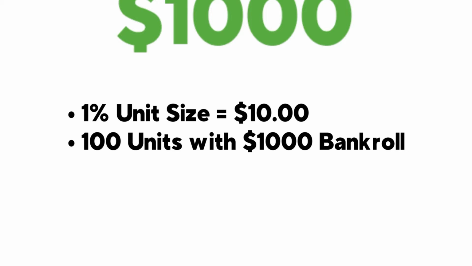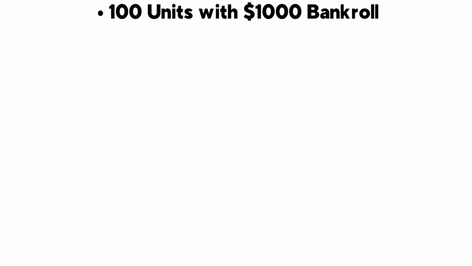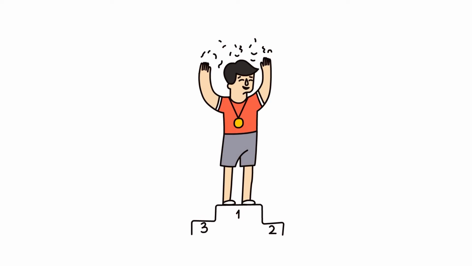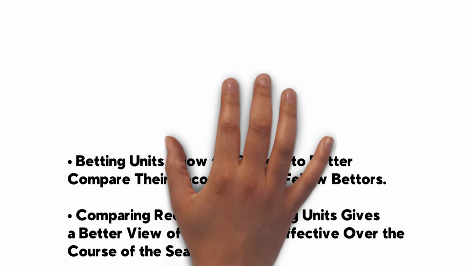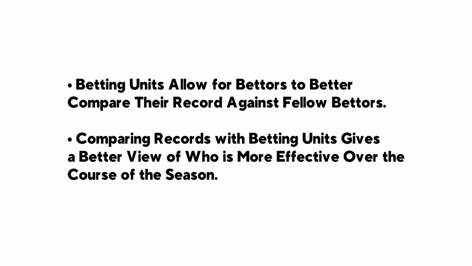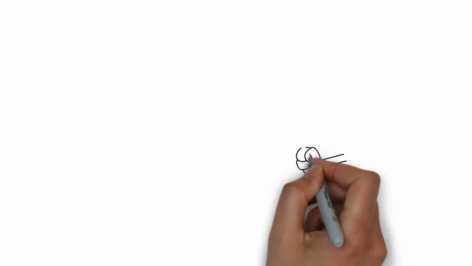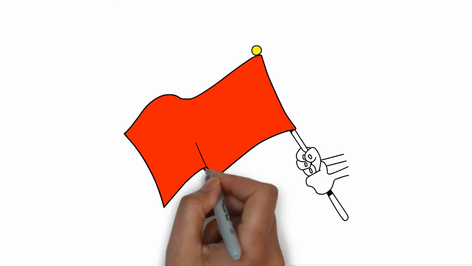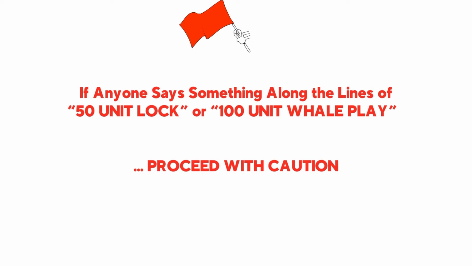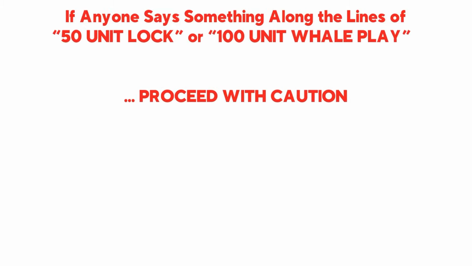Betting units also allow sports bettors to better compare their record against other sports bettors. Comparing records with betting units gives a better view of who is more effective over the course of the season. This is not as easy to measure when comparing dollars won or the correct number of picks. Lastly, when seeing other bettors sharing their favorite picks, always be cognizant of the unit size some tipsters will claim they're using. If anyone says something along the lines of 50 units or 100 units, proceed with caution, as it's anyone's guess what unit size that particular tipster is actually working with.